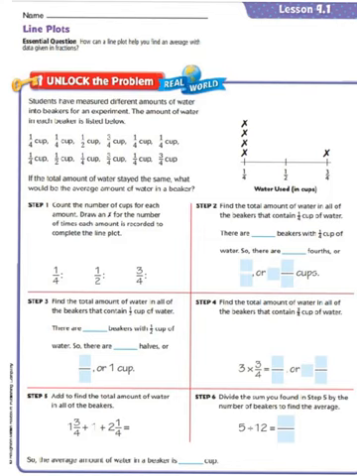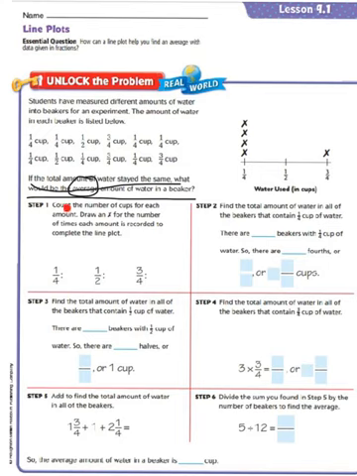So let's begin with figuring out what it is we have to answer. And that is the question we just read. If the total amount of water stayed the same, what would be the average amount of water in a beaker? And our question actually has one of our key words, our key word being average. Now, how do we go about solving this type of problem? Well, let's begin by taking it step by step.